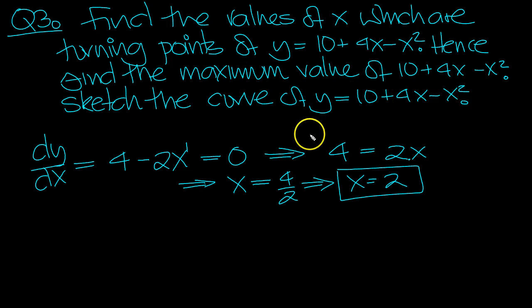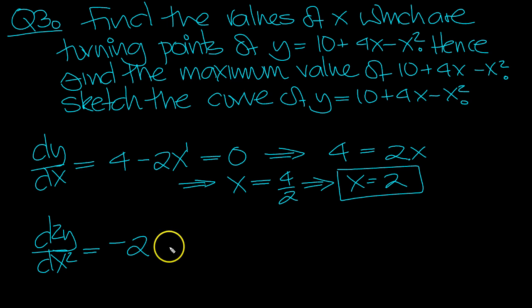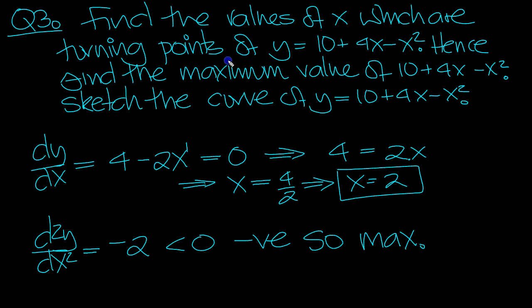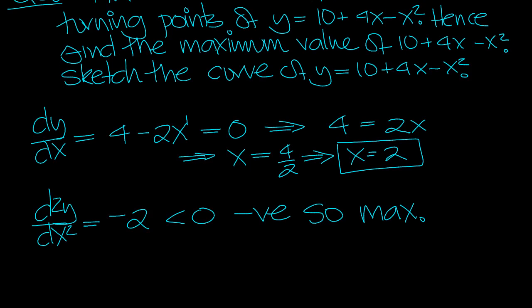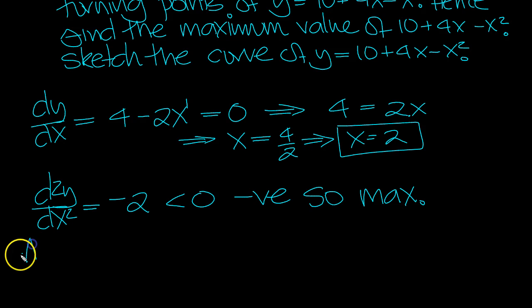Hence, find the maximum value of this. So for a maximum, because it says it in the question, let's verify it is a maximum then. So d2y/dx squared is minus 2, and that is less than 0, so it's negative. It's always negative, so it's going to be negative when x is 2. So it must be a max, which is what it's said in the question. Hence find the maximum value. So at x equals 2 we have a max then.